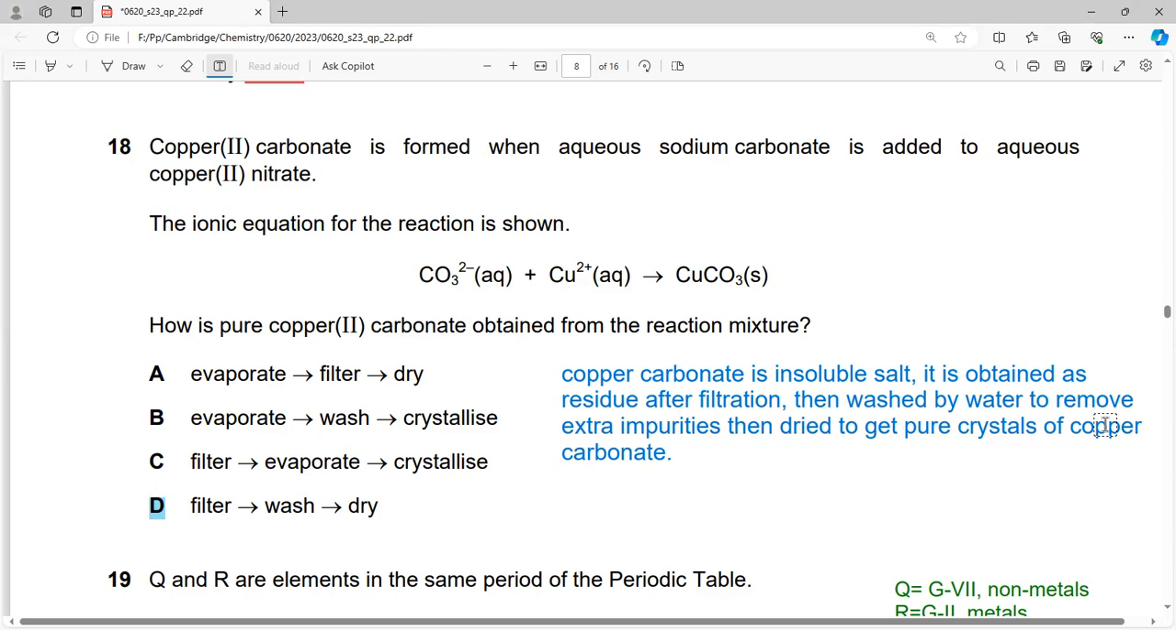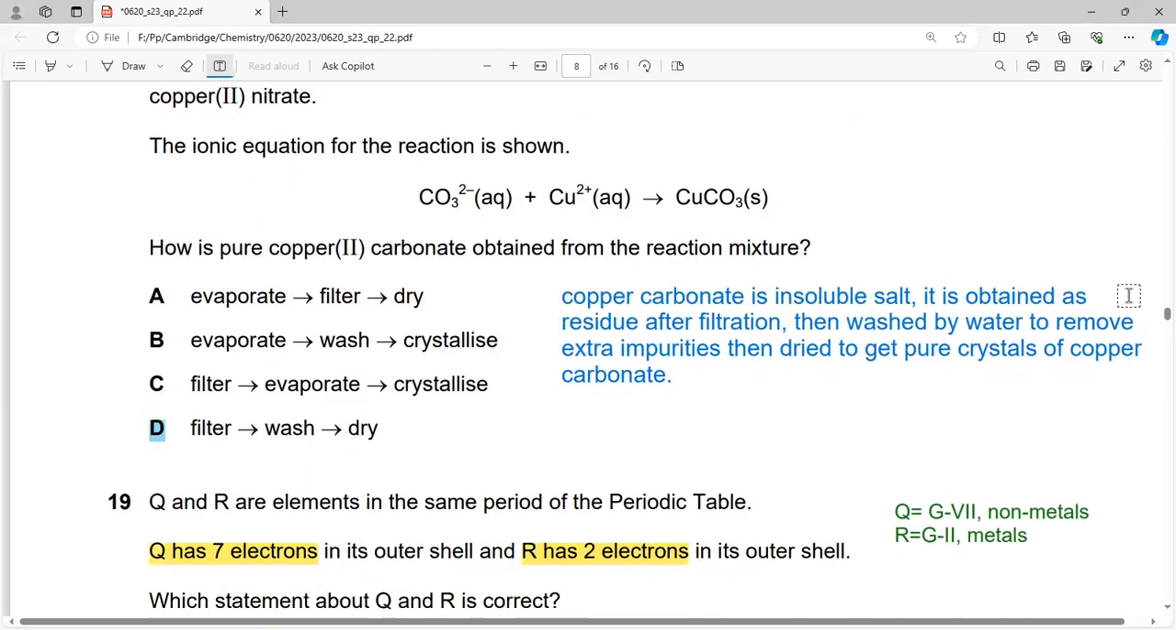How is pure copper carbonate obtained from the reaction mixture? First, we filter it to separate it from the solvent, because it is insoluble. In the second step, we wash it to remove extra impurities. And in the third step, we dry it to get pure crystals of copper carbonate. That is the correct way of getting the pure form of copper carbonate. So D is our correct option here.